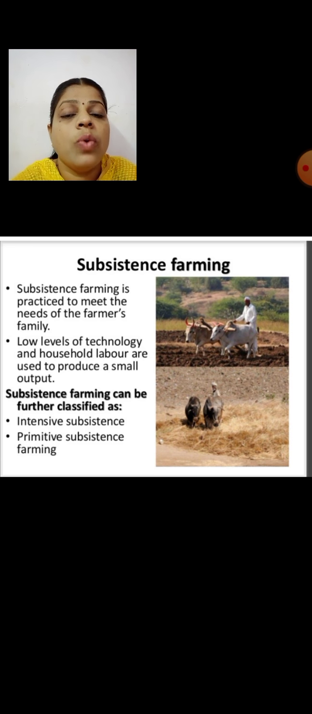Next, we'll discuss subsistence farming. Children, have you ever heard what the word subsistence means? Subsistence farming is the farming practiced to meet the needs of the farmer's family. That means it is not business oriented. Whatever is produced is only for the consumption of whom? The farmers and their family. That is what subsistence farming means.